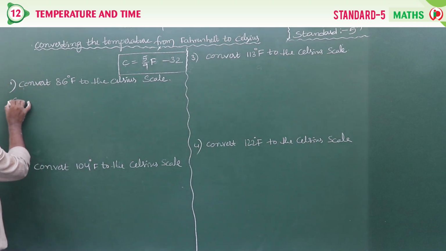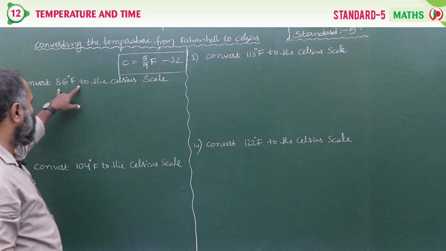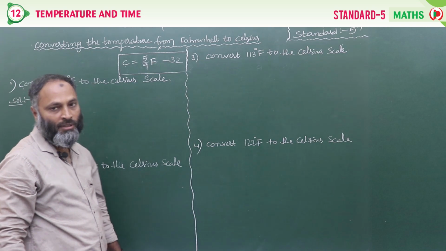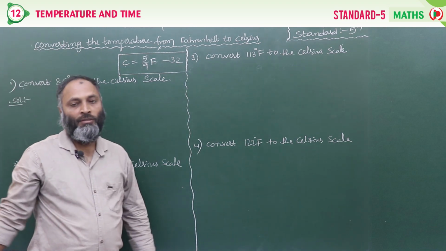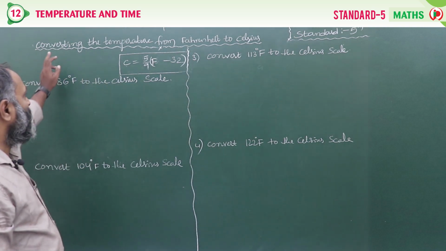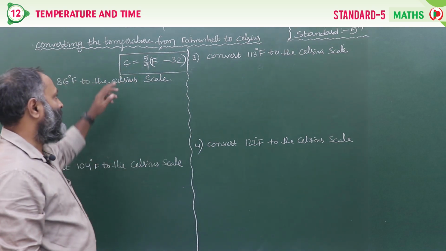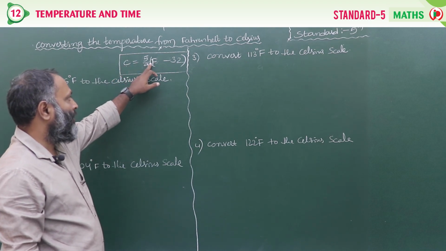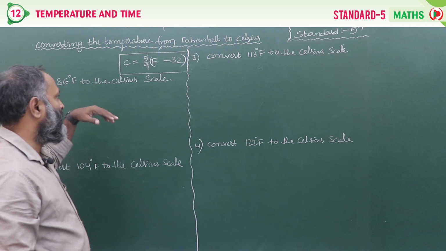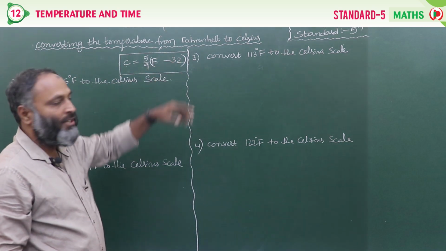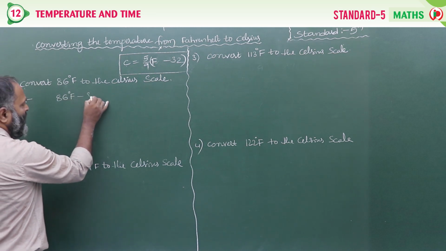Now, here, degrees Fahrenheit, how can you convert? The formula is C is equal to 5 by 9 into F minus 32. So this you should remember. In the first step, whatever the given Fahrenheit, you subtract 32. So from the 86 degrees Fahrenheit, we should subtract 32.